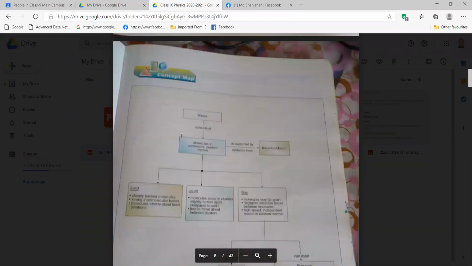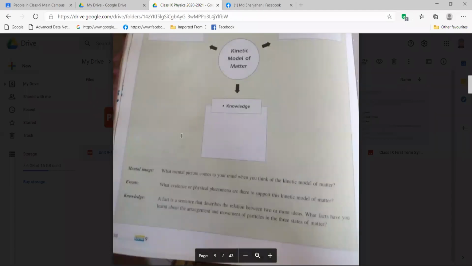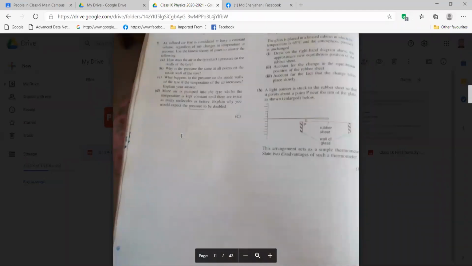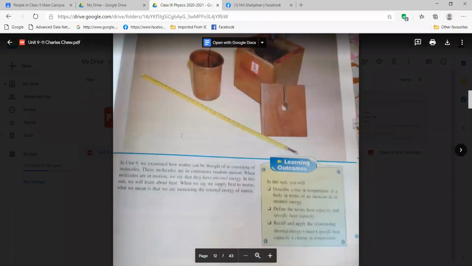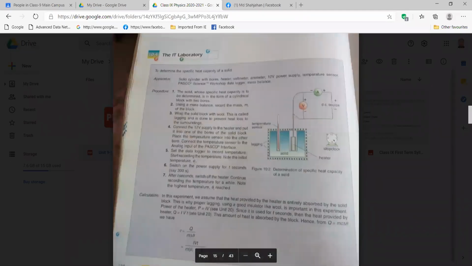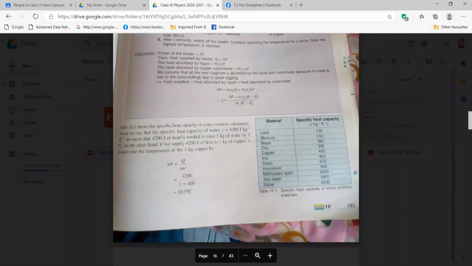Specific heat capacity is linked with heat capacity. Sorry, can I tell something, sir? About heat capacity? Or specific heat capacity? Specific heat capacity, sir.